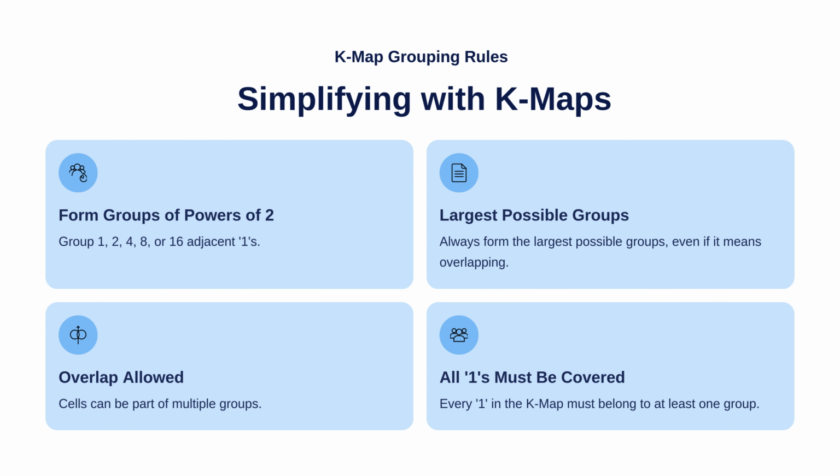K-map grouping rules. Simplifying with K-maps. Form groups of powers of 2. Largest possible groups: group 1, 2, 4, 8, or 16 adjacent 1s. Always form the largest possible groups, even if it means overlapping. Overlap is allowed, and all 1s must be covered. Cells can be part of multiple groups. Every 1 in the K-map must belong to at least one group.